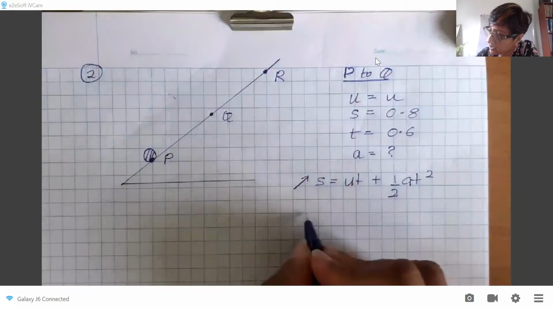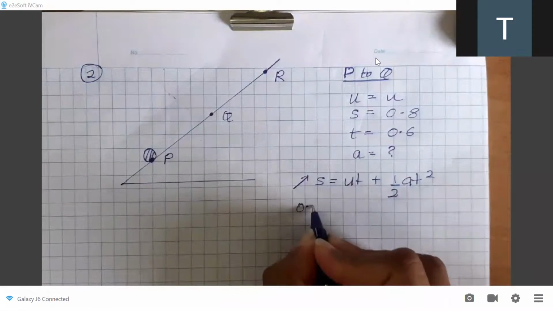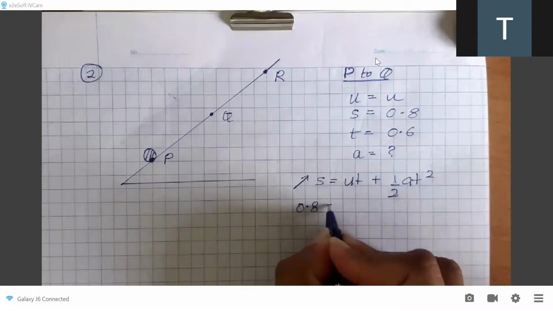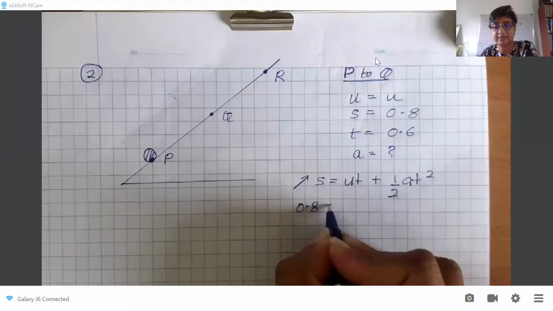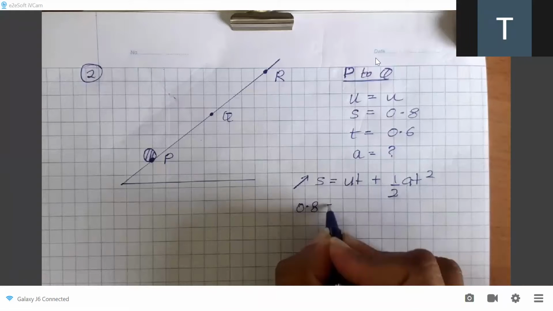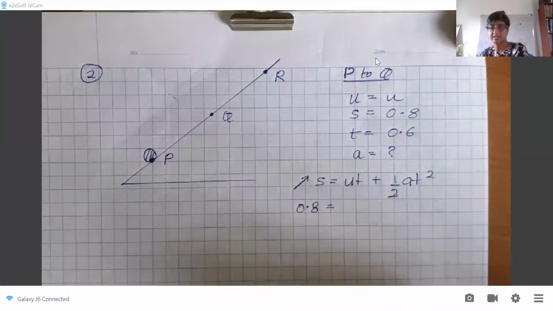Let's see, 0.8. Miss? Yeah. The question says that the time taken to move from Q to R is 0.6, right? No, Q to R is 1 second. Q to R is 1 second. Yeah. So Miss, can you please show the question one more time? Hold on, there's a delay. All right.